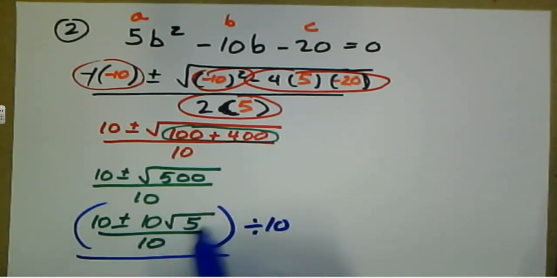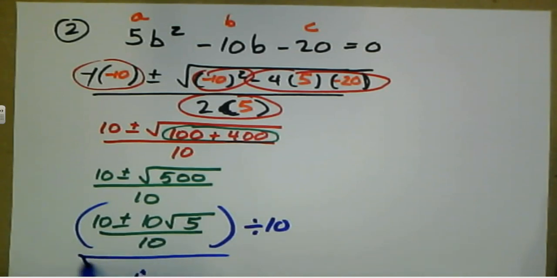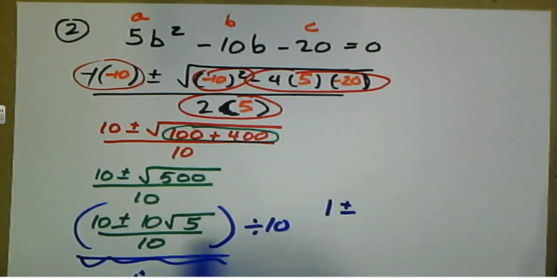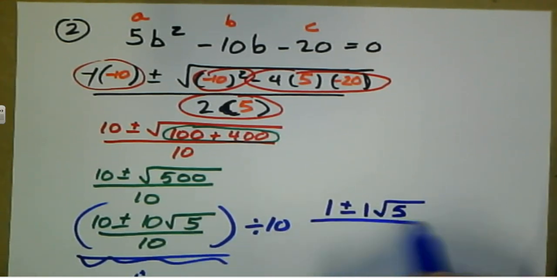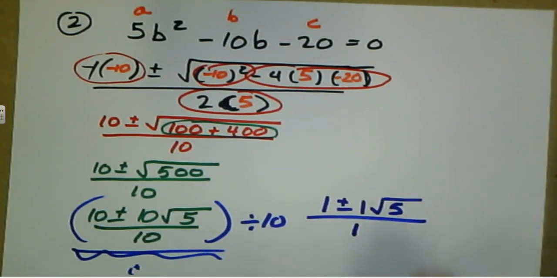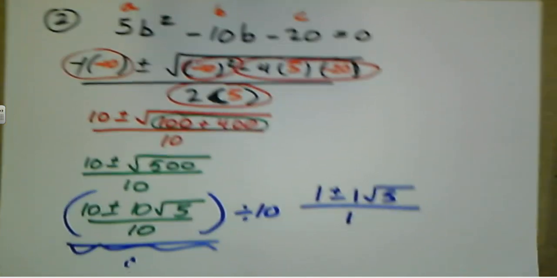So remember, you can't divide this part. I was going to put the 10 down here, but that's going to look silly. So 10 divided by 10 is 1. 10 divided by 10 is 1. You have to leave the square root of 5. Can't divide that. And the bottom is 1. Can I leave it like this? What's the simplified way to leave this?